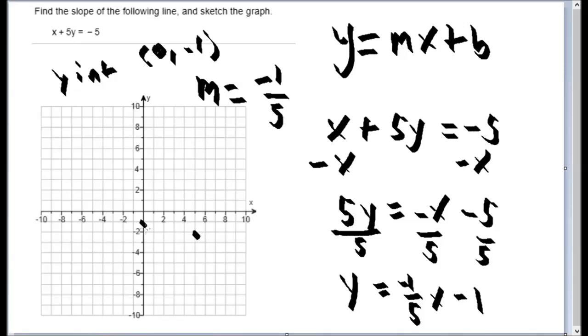So we have 2 points. That's the point (0, -1). Then from there, I just went down 1 and over 5. And then what we can do from there is just put a line through those 2 points. Like that right there. So we were able to find the slope by putting it into the form y equals mx plus b, where m is the slope. And then we were able to graph it using a technique where we graph the y-intercept and then follow the slope. It says -1 over 5. That means down 1 and over positive 5.